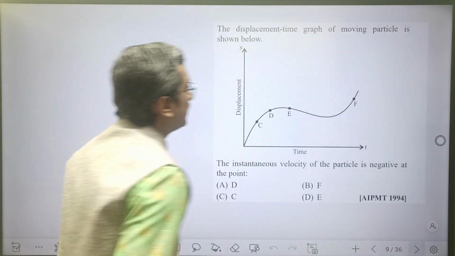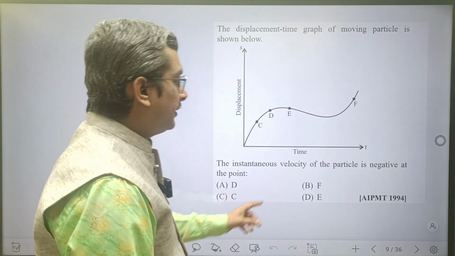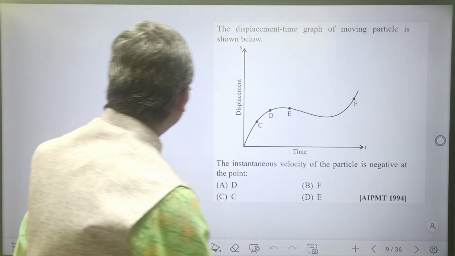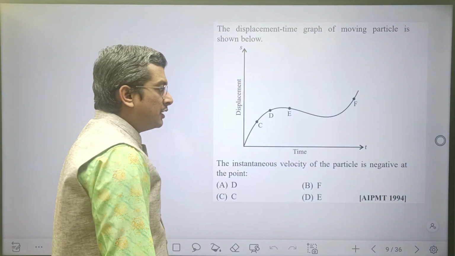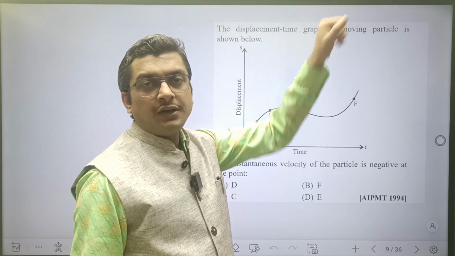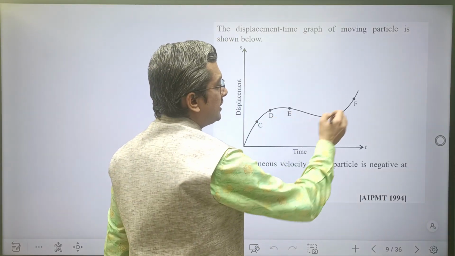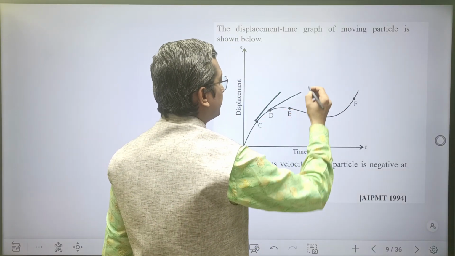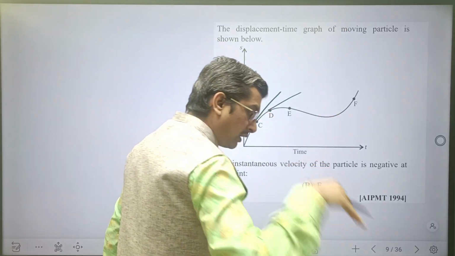So next question, the displacement time graph of a moving particle is shown below. The instantaneous velocity of the particle is negative. See, again velocity is given by the slope of the displacement time curve. So positive slope means rising, negative slope means downfall. So out of C, D, E and F, C is rising, D is rising, but when you are at point E, you are actually not rising, you are moving downwards.